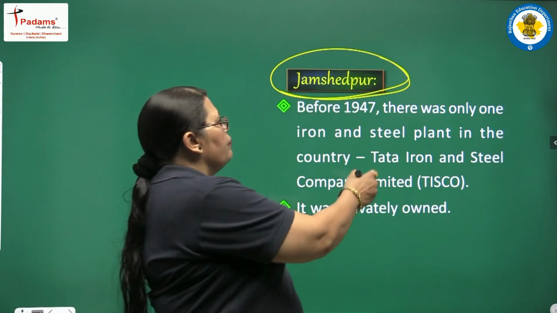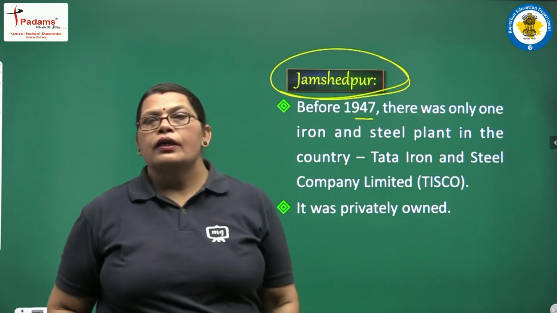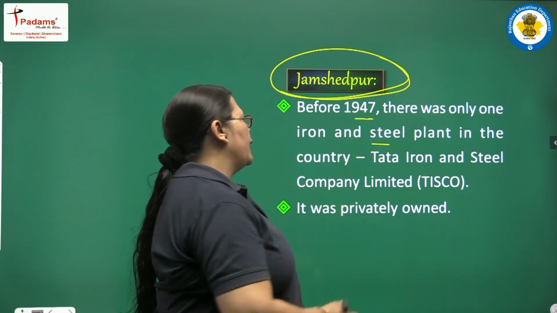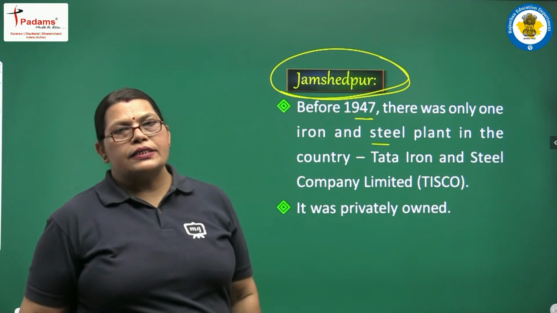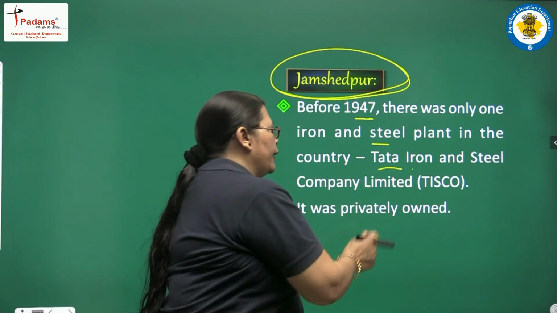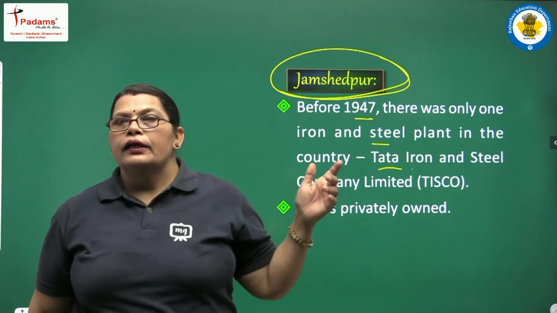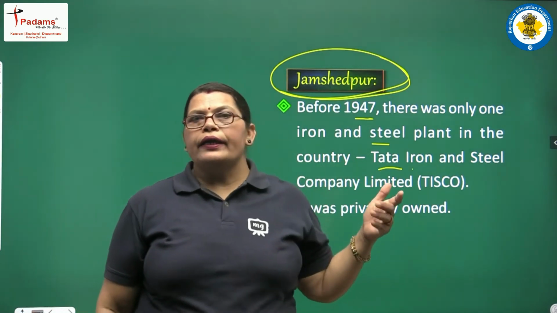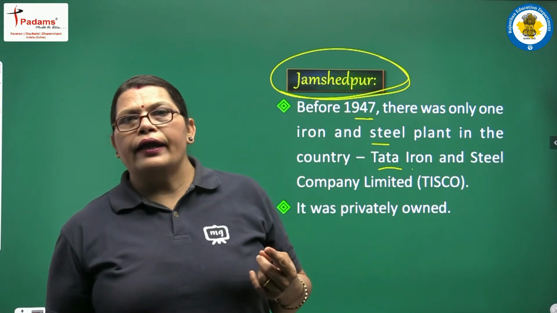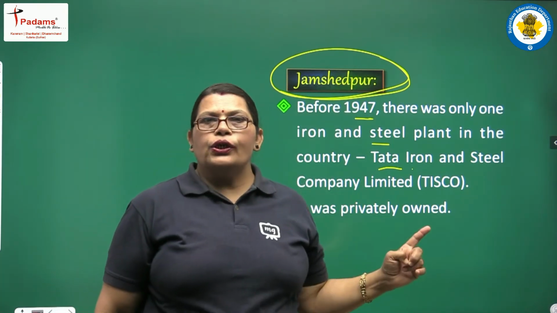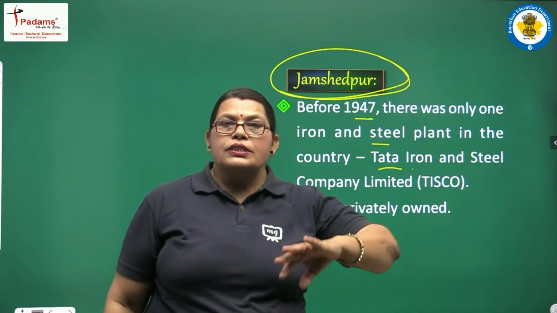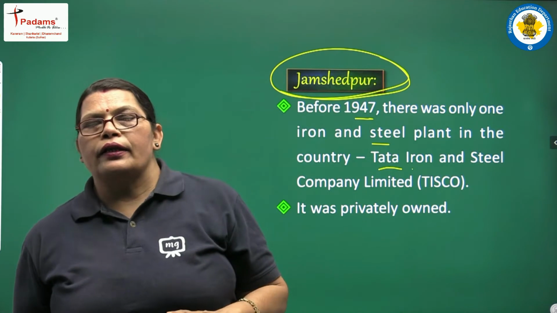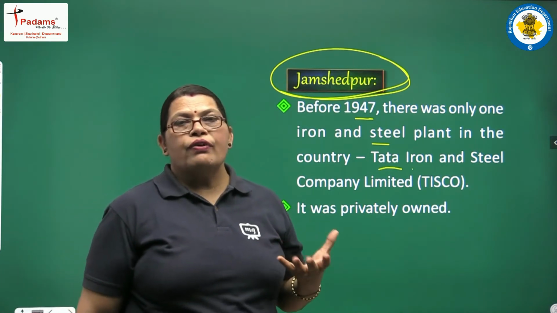See here, before 1947 there was only one iron and steel plant in the country, and its name is Tata Iron and Steel Company Limited, TISCO. This was established by Ratan Tata and one of the geologists, because they searched from one place to another, from one forest to another forest in search of iron ore.